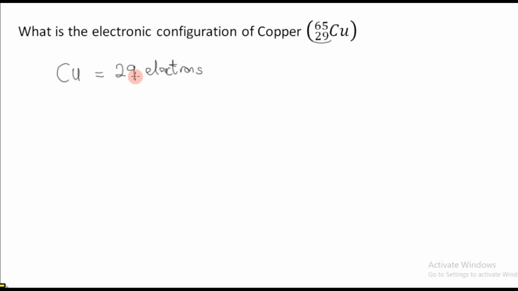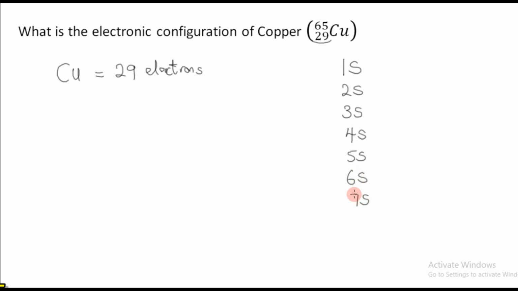We write the electronic configuration using the Aufbau principle. The principle states that electrons fill orbitals in order of increasing energy level. So the order of increasing energy level goes like this. We have the 1s orbital first, then the 2s orbital, the 3s, the 4s, the 5s, the 6s, the 7s.